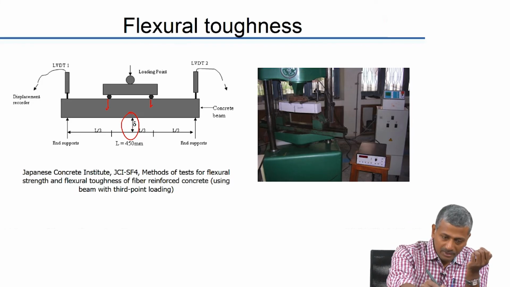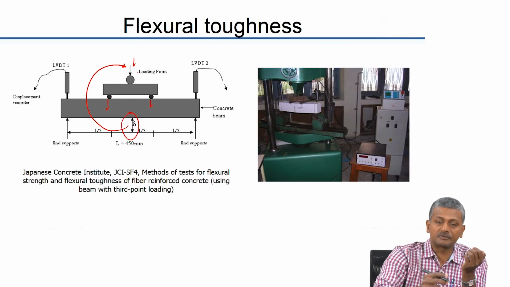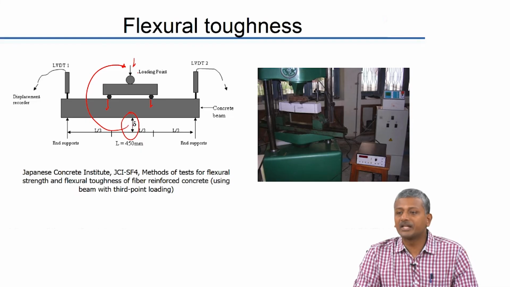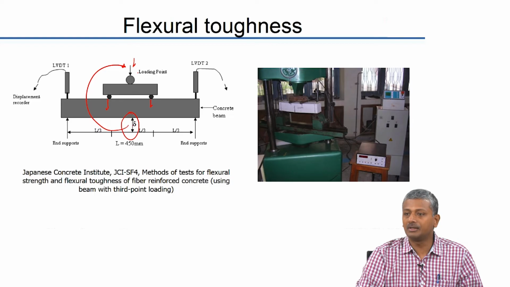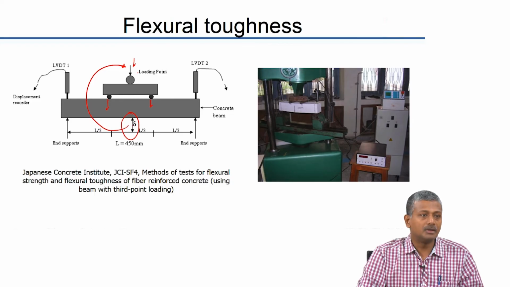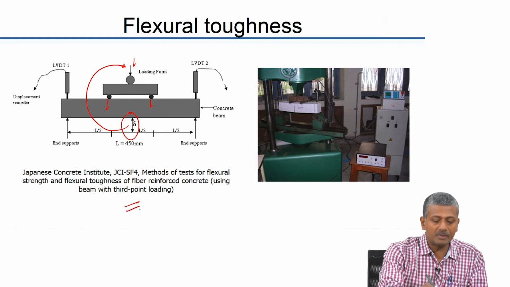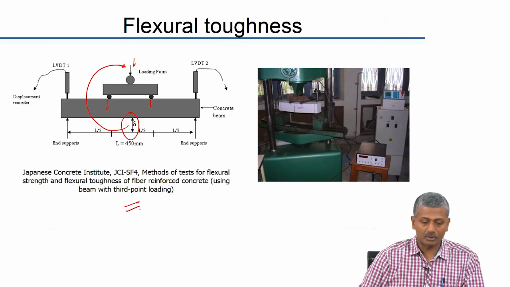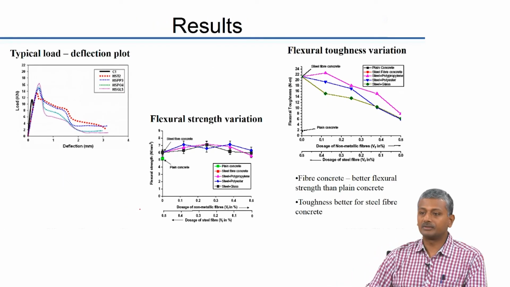We did not actually use this as a feedback; we simply used the piston displacement and controlled the rate of that displacement. So, it is not truly a strain controlled or displacement controlled setup, because this was from our old machine, which could not be made into a proper displacement control machine. So, we used the Japanese Concrete Institute test method for flexural strength and toughness of fiber reinforced concrete using third point loading. Based on this, these were the results that were produced.